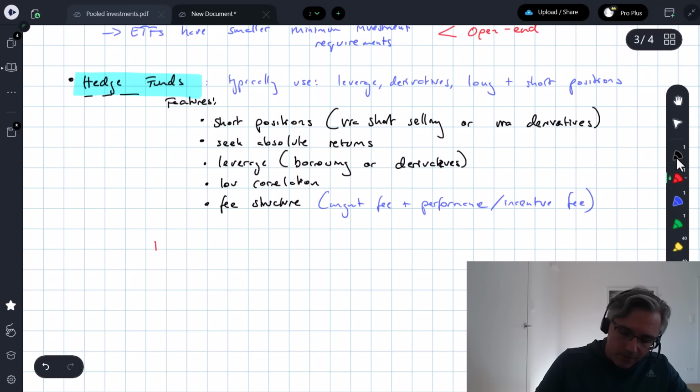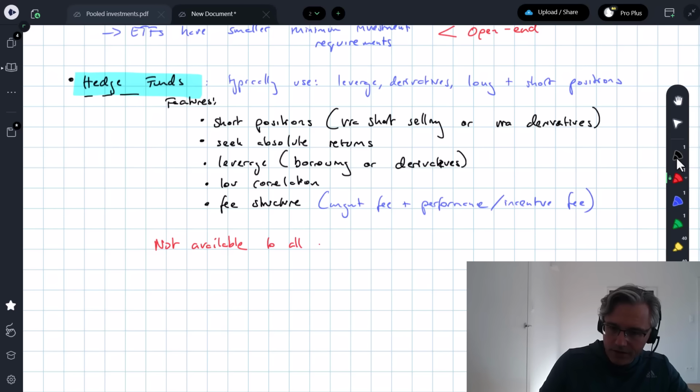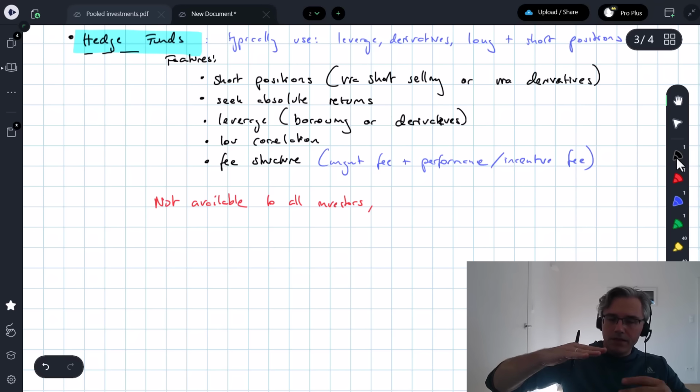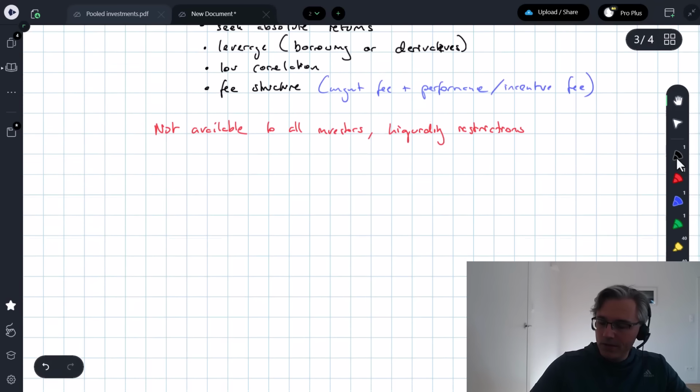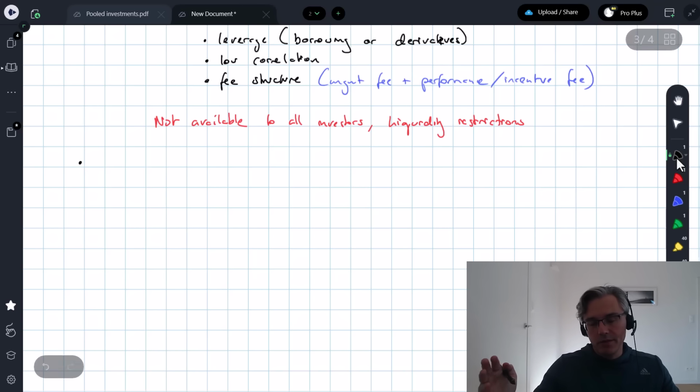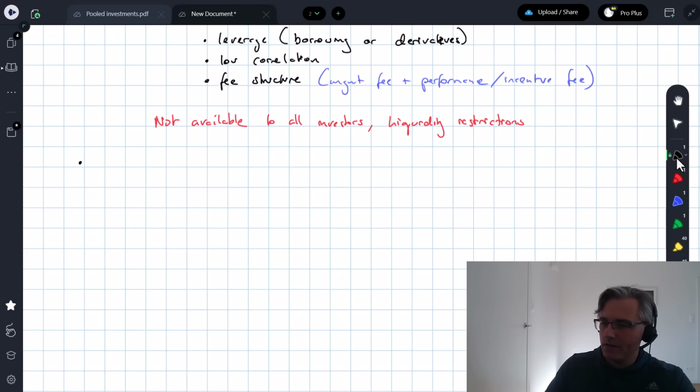And very importantly, they're not available to everyone. They're not available to all investors. Typically, they only accept money from investors who can meet a pretty demanding minimum investment requirement, and they have liquidity restrictions. It's not so easy to take money out of a hedge fund. There will typically be a lockup period, and then even once the lockup period is over, you'll have to provide adequate notice of your intention to withdraw money.